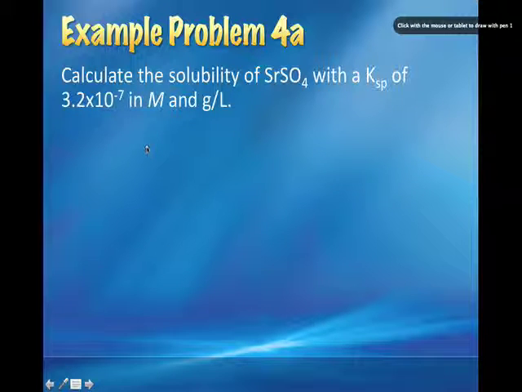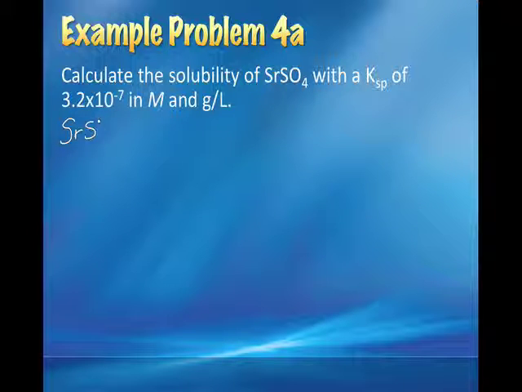Okay, example problem 4a. Calculate the solubility of strontium sulfate with a Ksp of 3.2 times 10 to the negative 7th in molarity and grams per liter. So the first thing I'm going to do, because we're working backwards now, they're giving us the Ksp, we need to go back to the solubility. The first thing I want to do is write out my reaction of what happens when strontium sulfate dissolves.